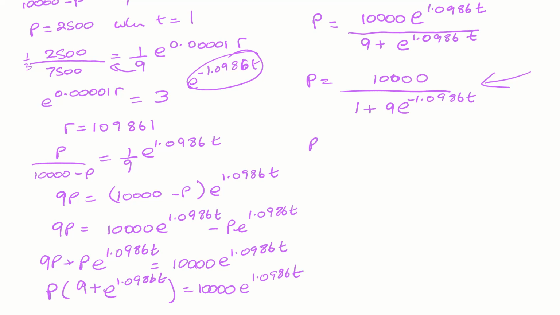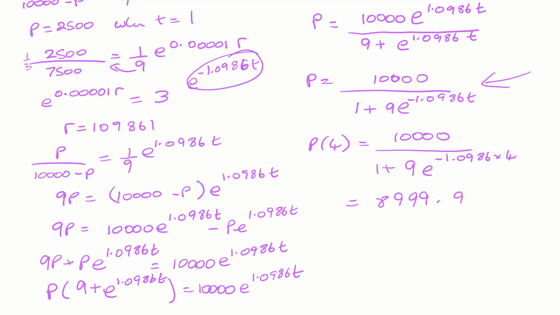And we just want P of 4. So that is going to be 10,000 over (1 plus 9e to the negative 1.0986 times 4). And that gives us 8999.96, which is approximately 9,000.